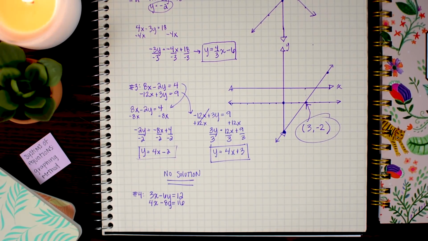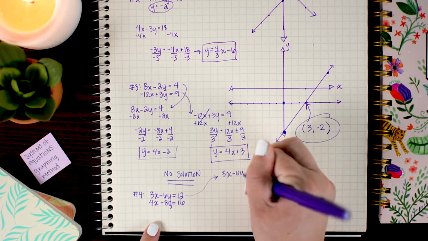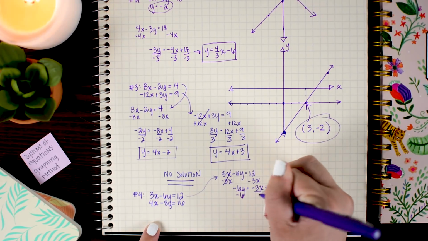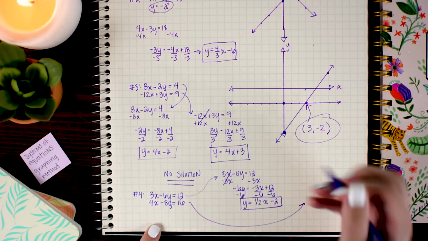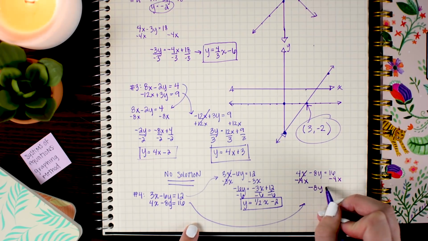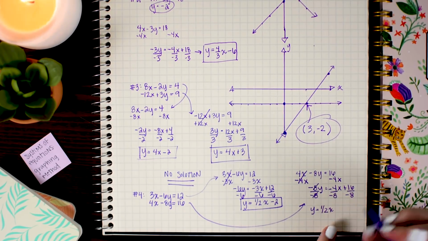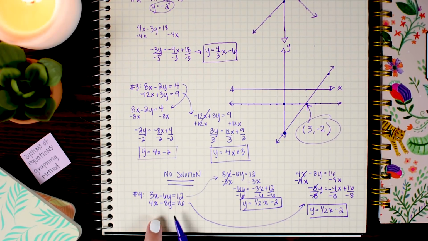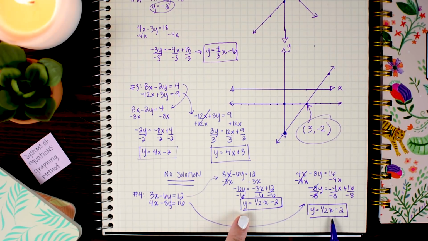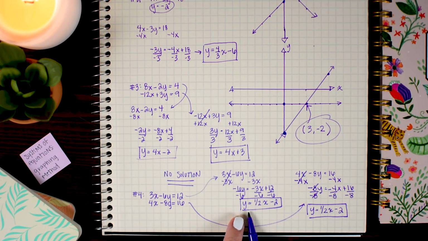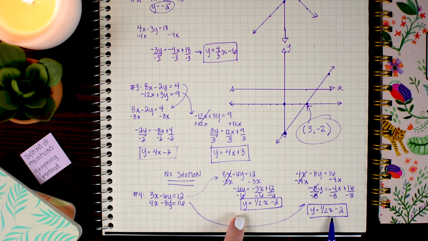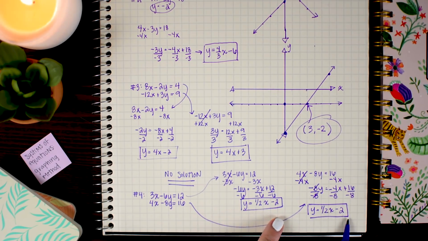Once again, I'm going to begin by taking both equations and rewriting them each in slope-intercept form. After changing both of these equations into slope-intercept form, we see something very interesting. We see that they both reduce down to the exact same equation. We have y equals 1/2 x minus 2.